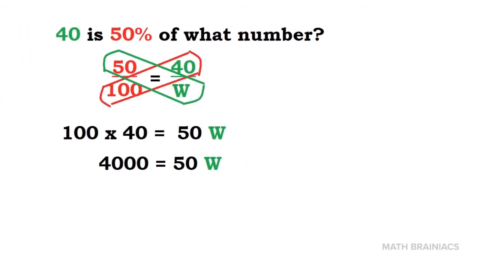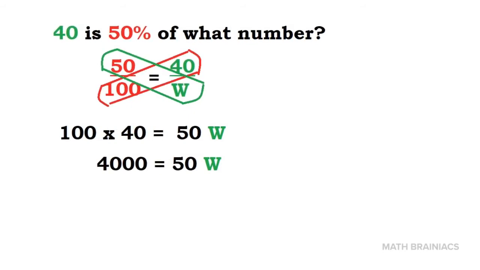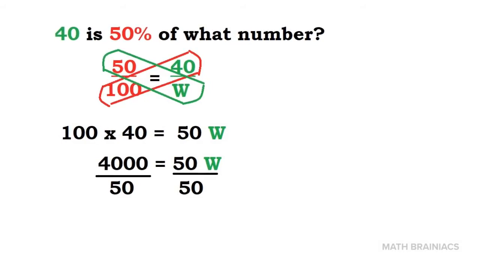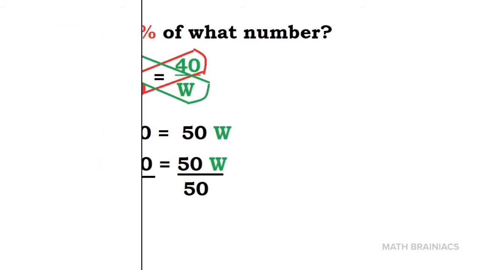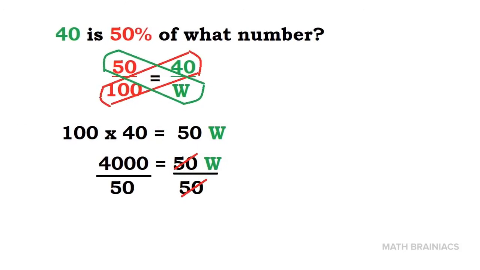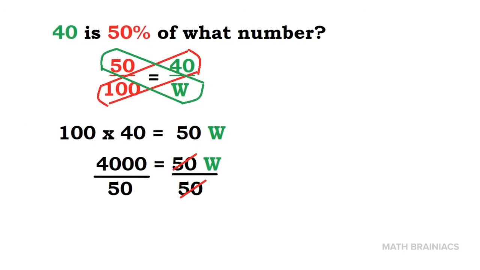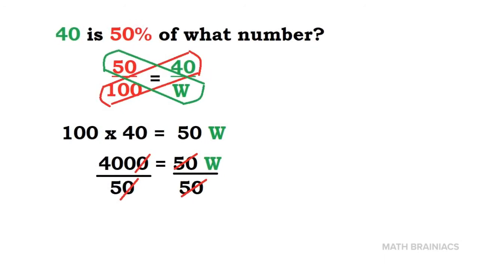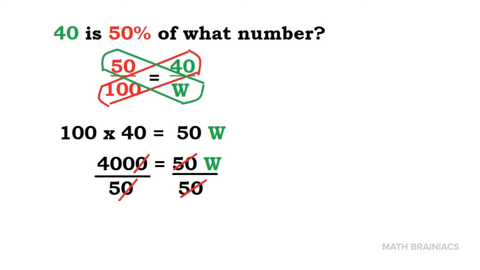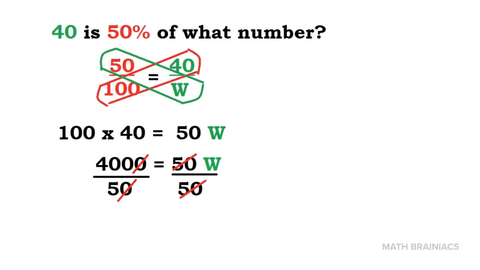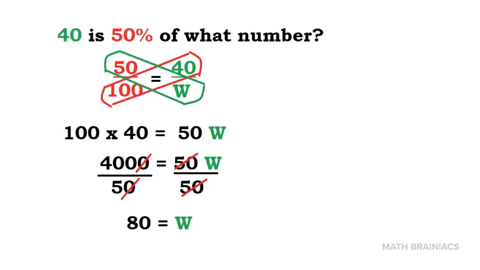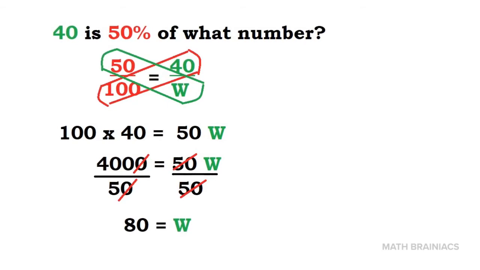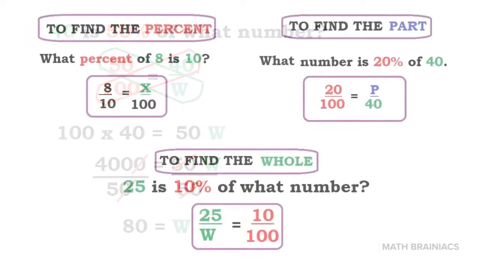Simplifying 100 times 40, it will give us 4,000. It is equal to 50 times W. Dividing both sides by 50 to eliminate the 50 on the right side, we can work out on 4,000 divided by 50. To simplify our division, we can cancel out 1 0 on the numerator and denominator. Therefore, it will give us 400 divided by 5. And we can come up with W is equal to 80. Therefore, 40 is 50% of 80.